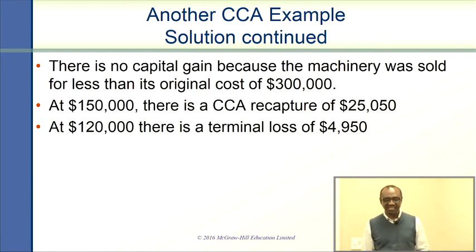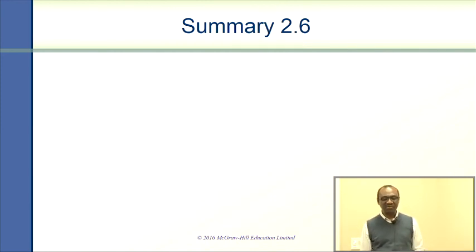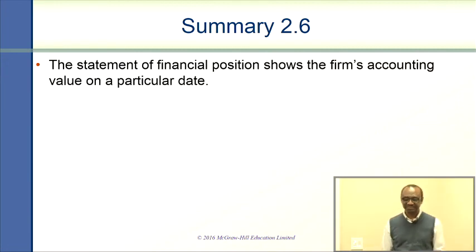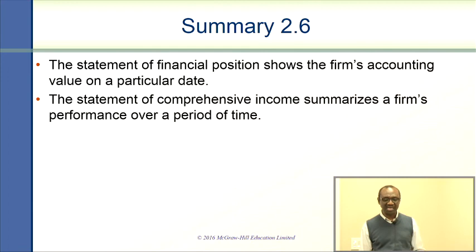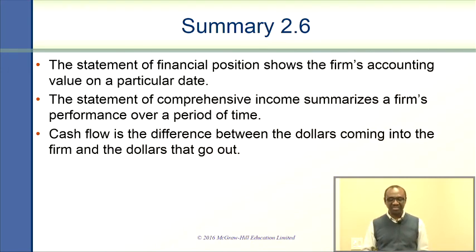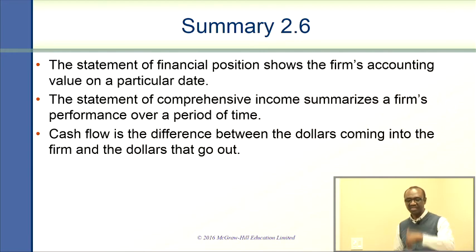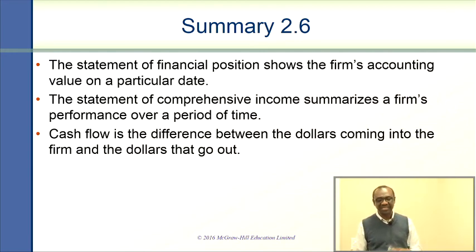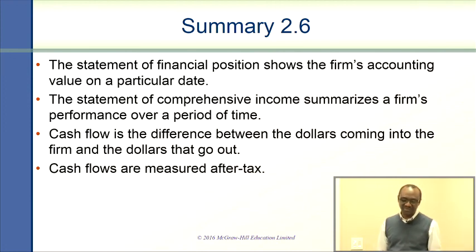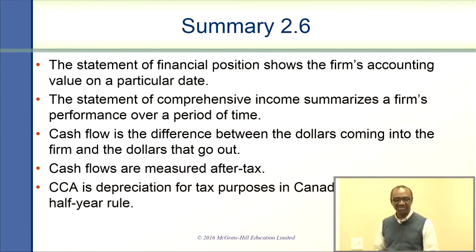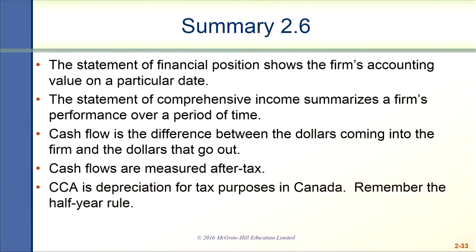So in a nutshell, this is what we cover in this chapter. We cover the statement of financial position, which shows the company's accounting value on a particular date. Equally, we look at the statement of comprehensive income, which summarizes the firm's performance over a period of time. We also look at cash flow, which is the difference between the dollars coming into the company and the dollars that go out of the company. The cash flow is also measured after tax. And we look at the capital cost allowance, which is depreciation for tax purposes in Canada.